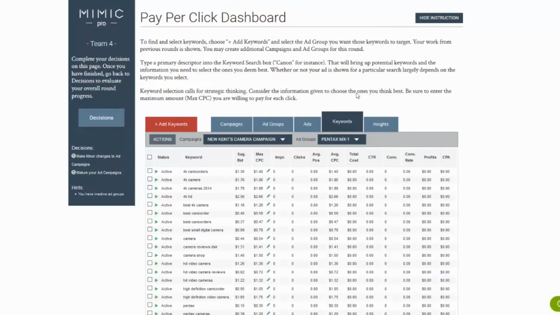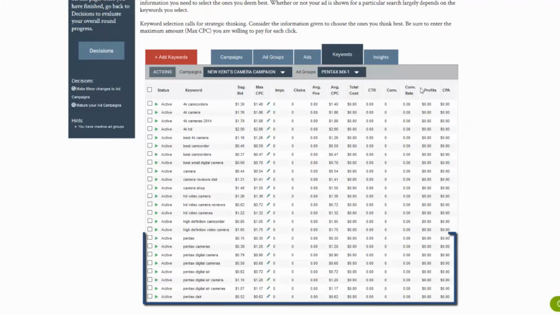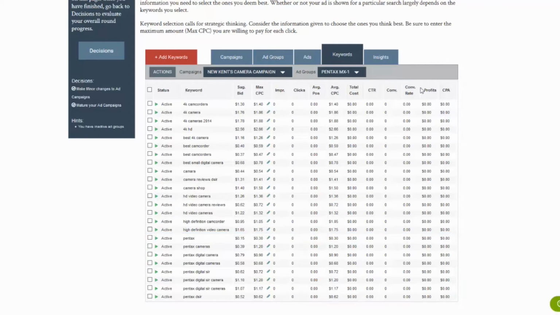But let's also take a look at the keywords. What were the keywords the student was bidding on? Everywhere from 4K camcorders down to camera shop, HD video camera, and finally we have some Pentax camera keywords down at the bottom. Obviously those Pentax camera keywords match the ad a little bit better, but still I think this ad was so poorly crafted with a poor landing page, and this grouping of keywords is very poor.